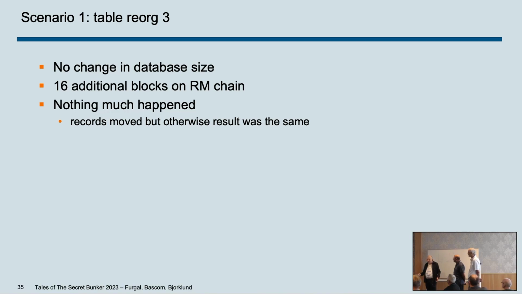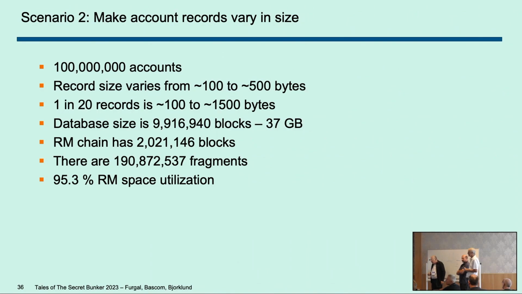So run it a third time. This time, nothing happened. We got 16 more blocks on the RM chain, which is insignificant. But the database didn't change size. The space utilization didn't change. So the third time, it behaved as I would have expected it to do the first time. Again, I can't explain that. I don't have enough experience with this utility. But it took the same time.